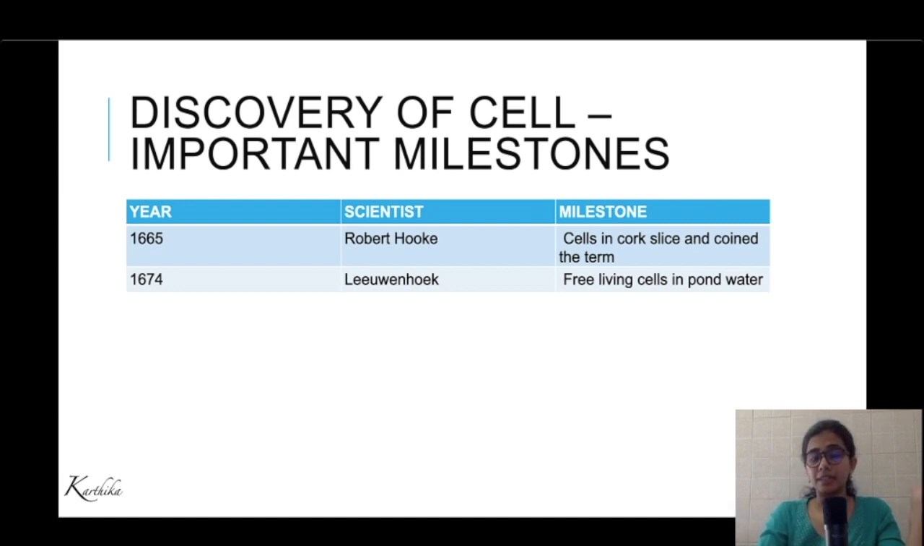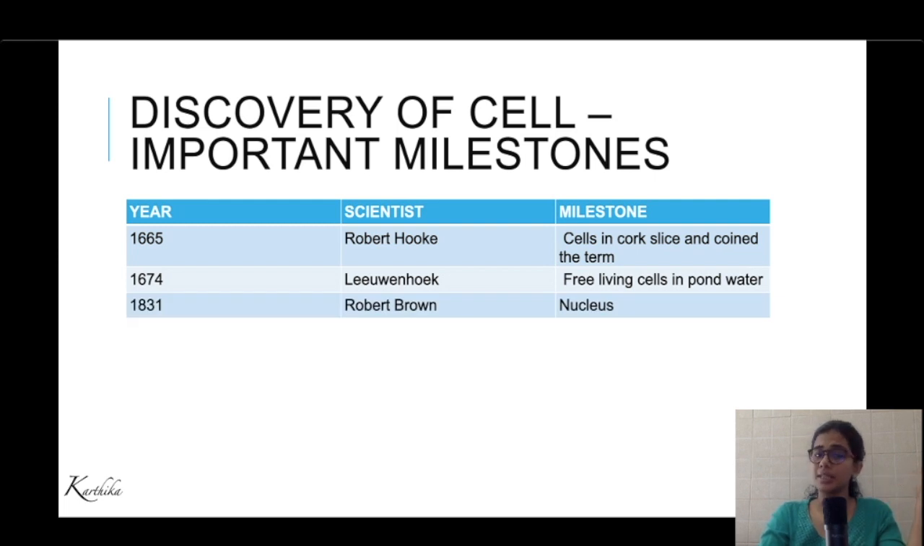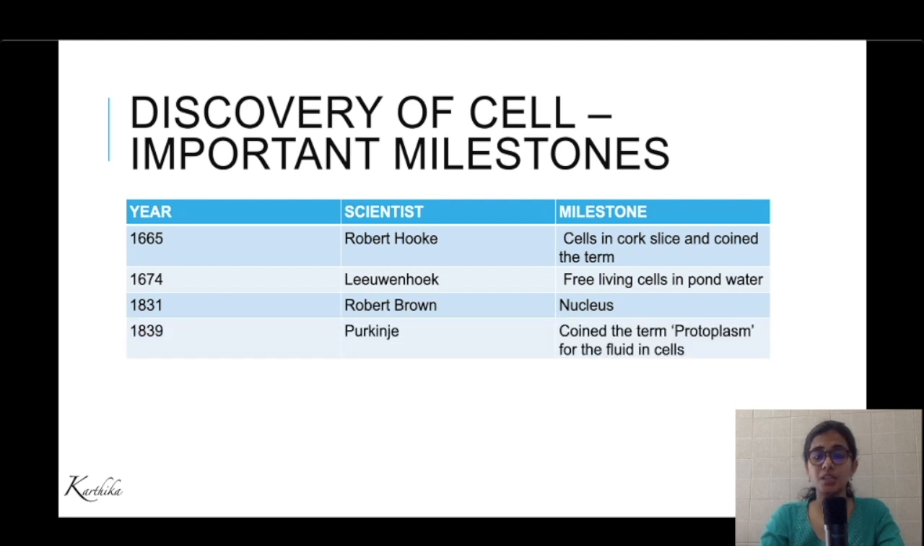Then in 1831, Robert Brown discovered the nucleus and learned more about it. The nucleus is nothing but the small dot that we saw near the center of each cell. Remember in the onion peel? That's the nucleus. And in 1839, Purkinje coined the term protoplasm for the fluid inside cells. So right now, by joining the puzzle pieces, we know a little bit about the cell already. First thing, that all living organisms are made up of cells.